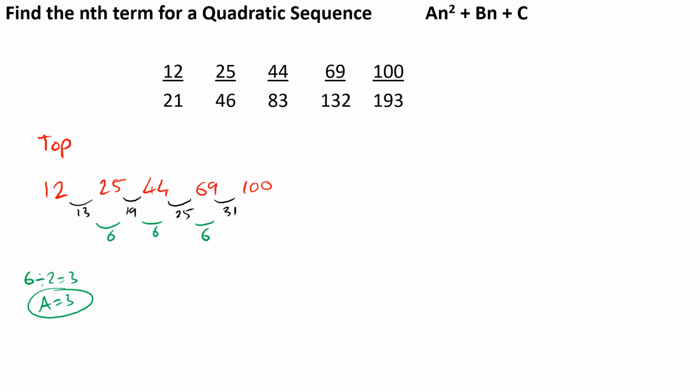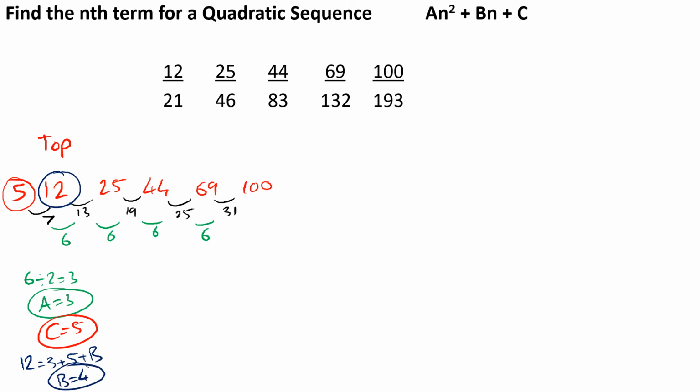Then we want to go back and find the 0 term. So we'd have to go back another 6, so that would take us to 7, and then go back another 7, that would take us to 5, so there's our 0 term. So c equals 5. And then lastly, the first term, which is 12, is equal to 3 plus 5 plus b, which is 8 plus b, so b equals 4. So our nth term for the top is going to be 3n squared plus 4n plus 5.